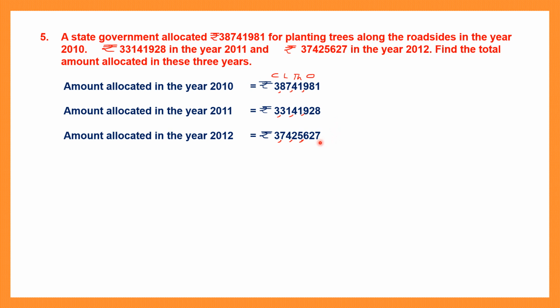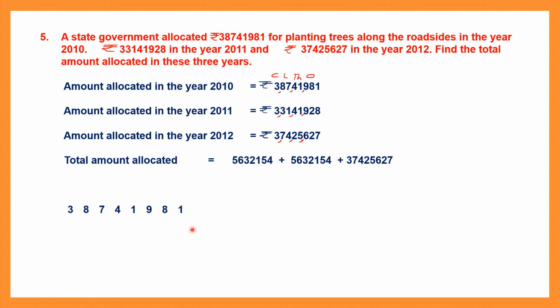Now we have to find out how much was totally allocated in these 3 years. So we have to add it all up. Now these are large numbers, so let's arrange them properly. We have the first number, second number and the third number. We're going to add these up. So let's do the addition here. Let's begin. 1 plus 8 is 9, 9 plus 7 is 16. Let's carry 1. Now here we already have 8 plus 2 is 10. 10 plus 1 is 12.